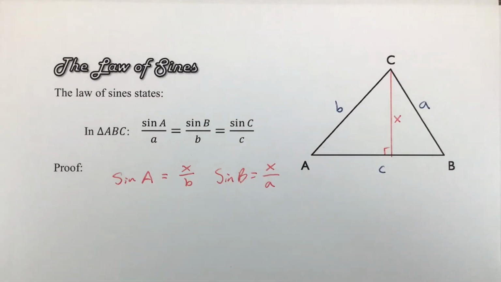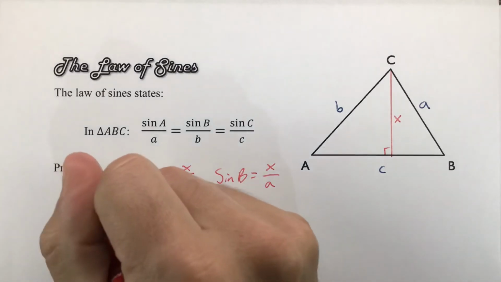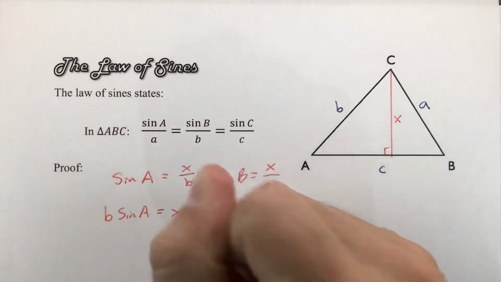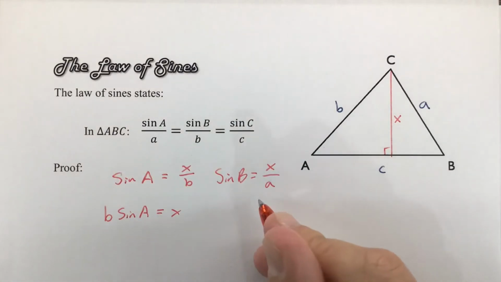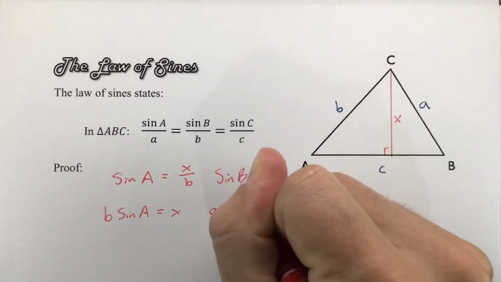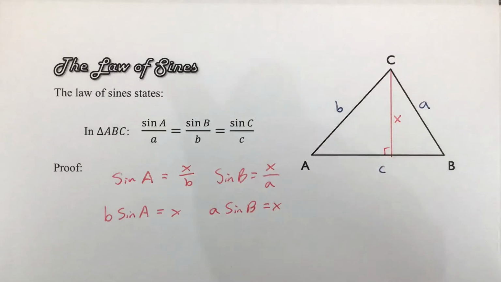And now what I'm going to do is solve both of those equations for x. I'm going to isolate that new variable. And to do that, all you need to do is multiply both sides by whatever your denominator is. So if I multiply both sides here by b, it's going to cancel on the right, and then it'll just show up on the left. Okay, so I get little b times the sine of A is equal to x. Likewise, over here, I'll multiply by little a, so I get little a times the sine of B is equal to x.